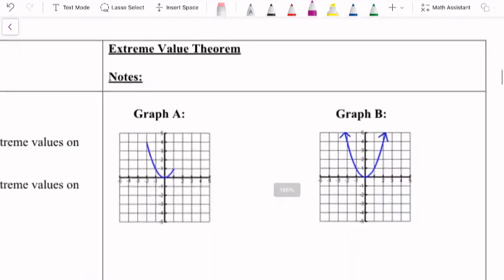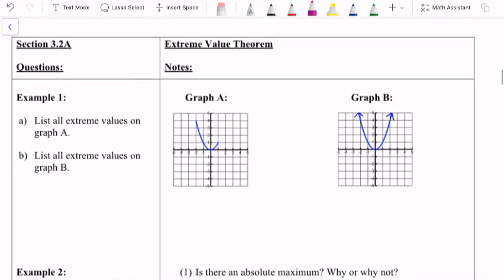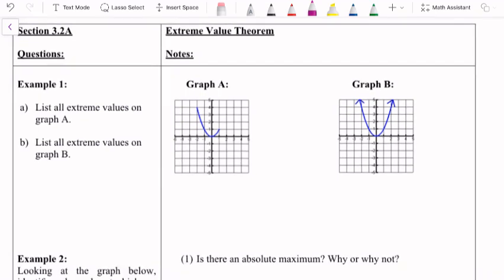So going on over to our next page, I see that we have 2 graphs, graph A and B. We're going to list all the extreme values of both graphs. So why don't you go ahead, pause the video, try listing out the extreme values, where they occur, and whether they're absolute or local maxes or mins.